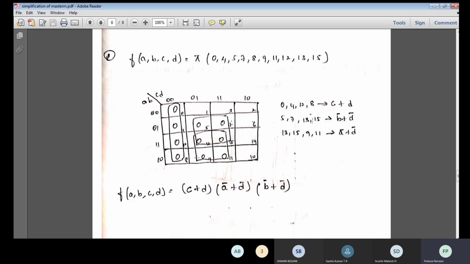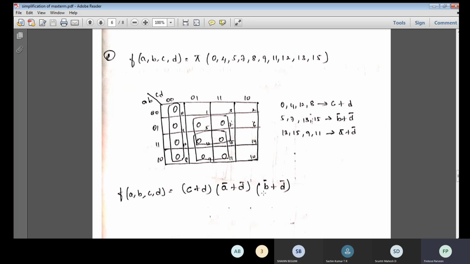In the same way, it is 13, 15, 9, 11. So 13, 15, 9, 11 corresponding row, what you'll be getting? You'll be getting A bar, and corresponding column again it is D bar. So it is A bar plus D bar. So the minimal expression I've written here.